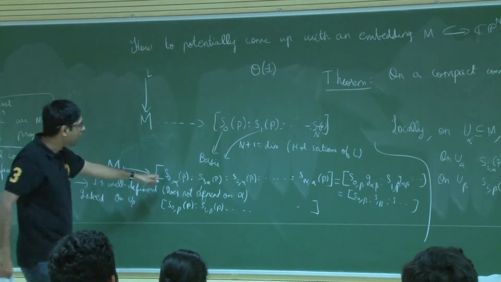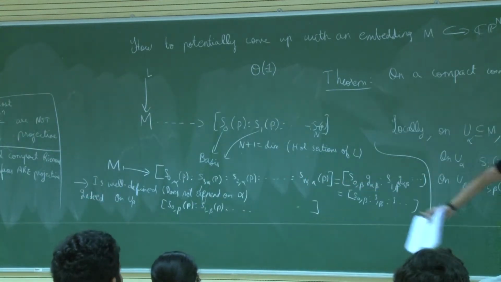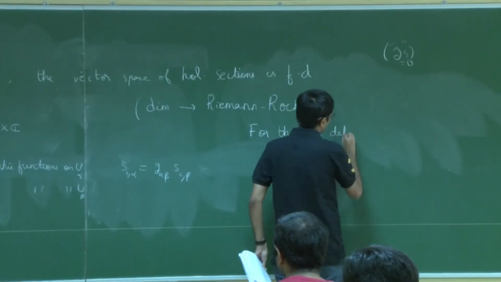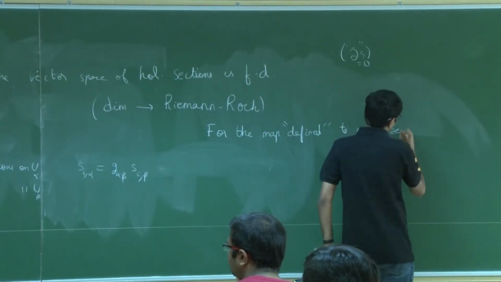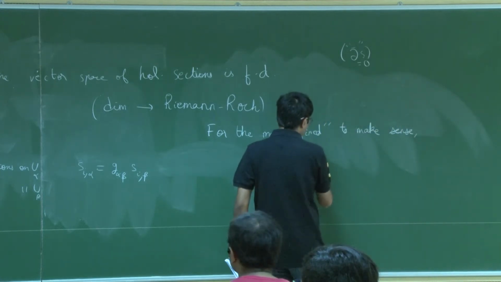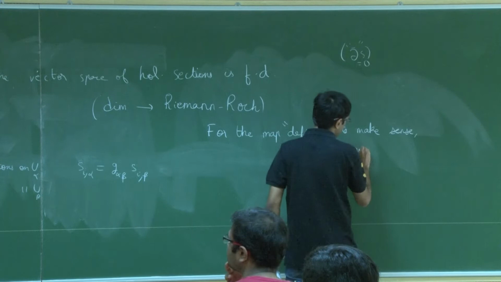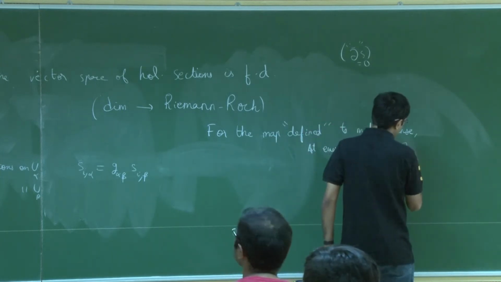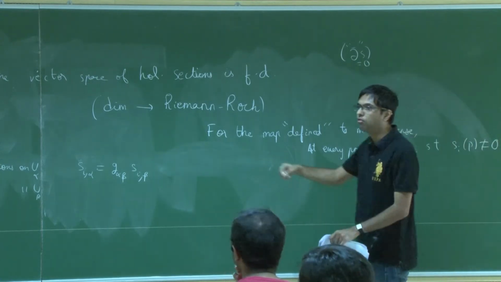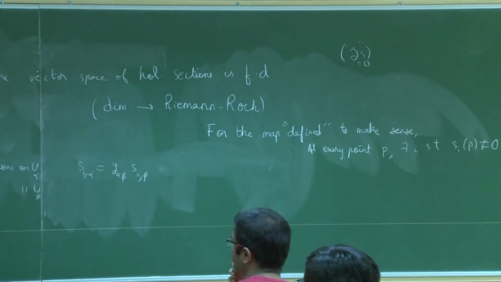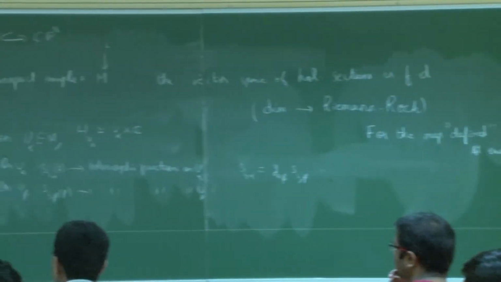In particular, for the map defined to make sense, at every point P, there exists some I so that SI of P is not zero. If all of them are zero, what does that even mean, right? And if this is supposed to represent a line passing through the origin, it doesn't make sense when all of them become zero, right?